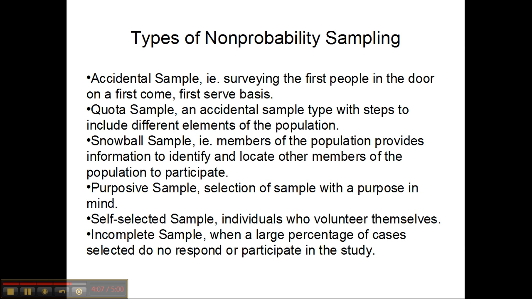There's also snowball sampling, where members of the population provide information to identify and locate other members of the population to participate. There's purposive sampling, selection of sample with a purpose in mind. There's self-selected sample, where individuals volunteer themselves. And incomplete sample, where a large percentage of cases selected do not respond or participate in the study.